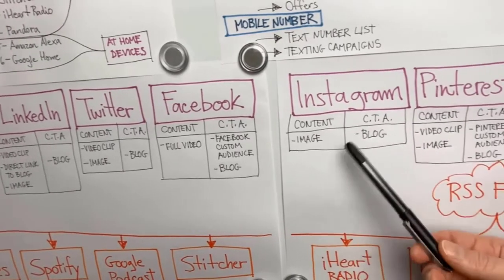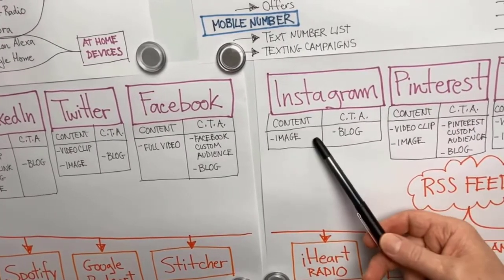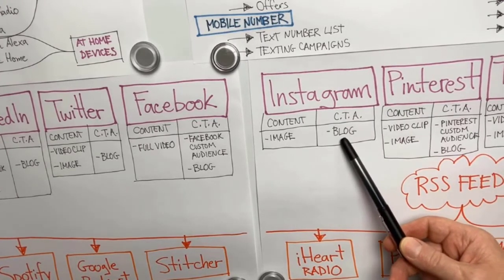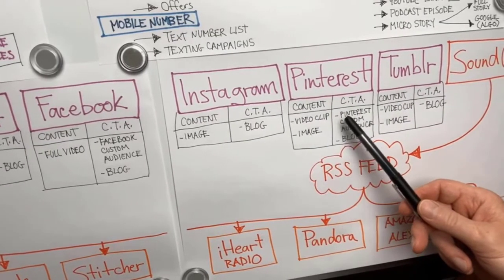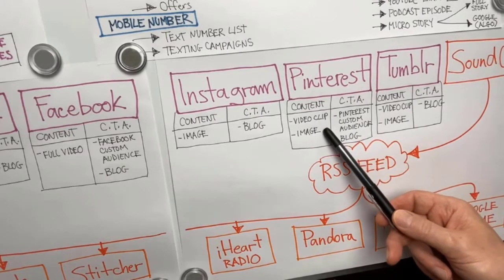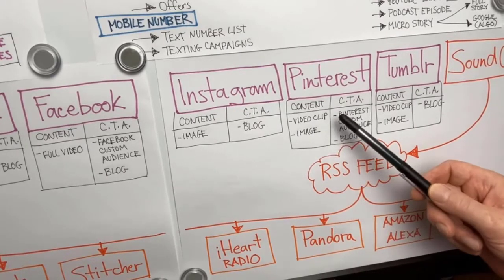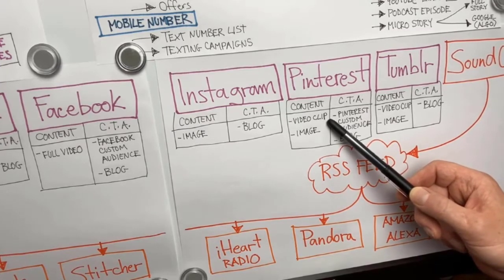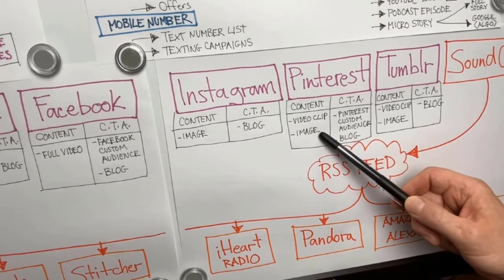On Instagram, the content is, of course, an image, and the call to action is to my blog. On Pinterest, there are 2 types of content. Number 1 is a video clip that is under 15 minutes, and number 2 is an image.